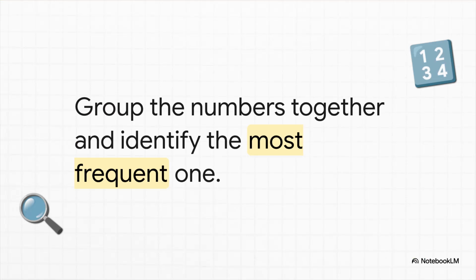Finding the mode requires zero heavy calculation. To find it, you simply group identical numbers together and identify the most frequent one. Basically, whichever number builds the tallest stack is your winner. In our data set, the number 5 appears twice, while all the others only show up once. Boom, 5 is our mode.